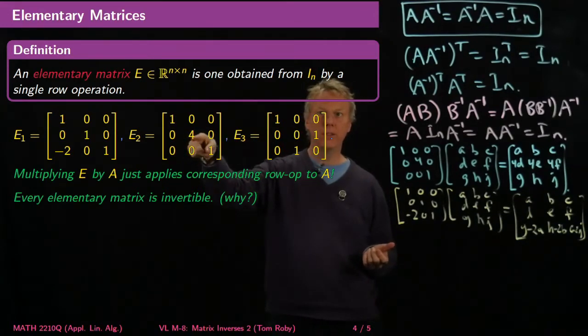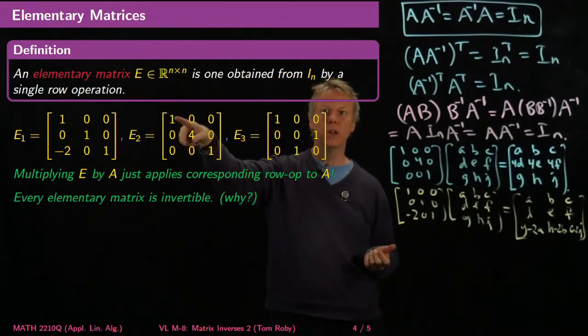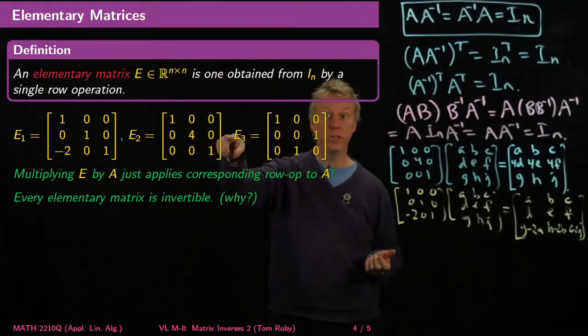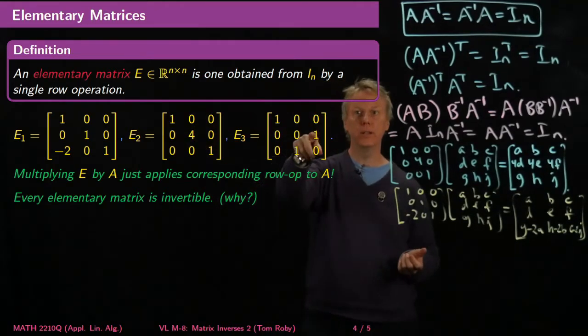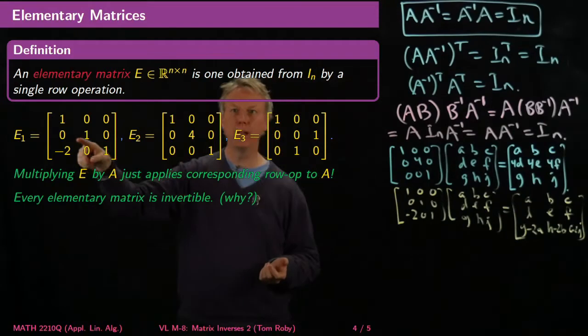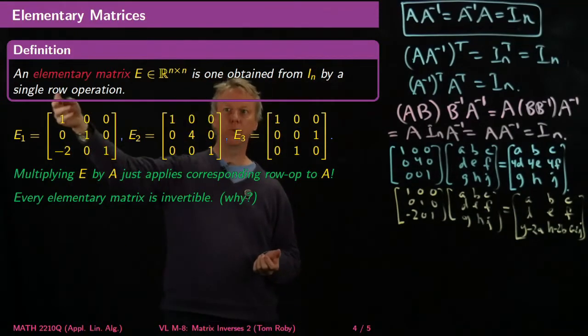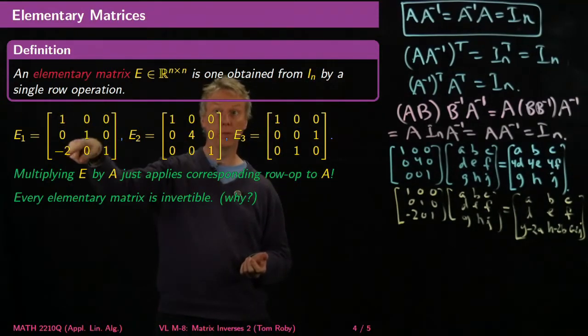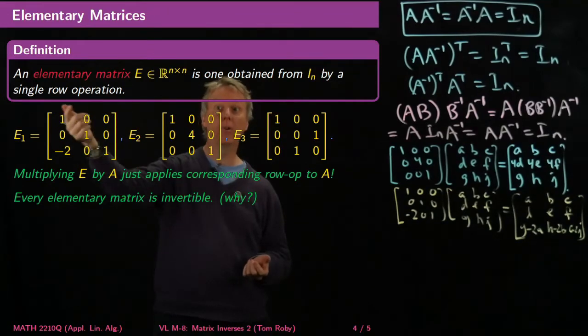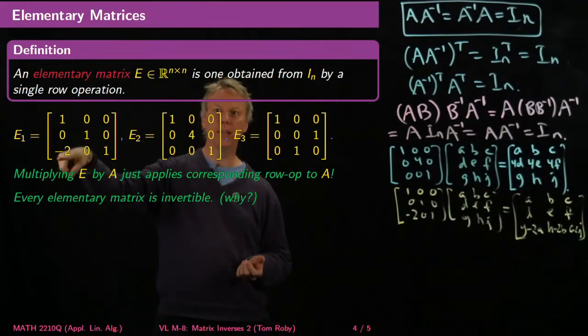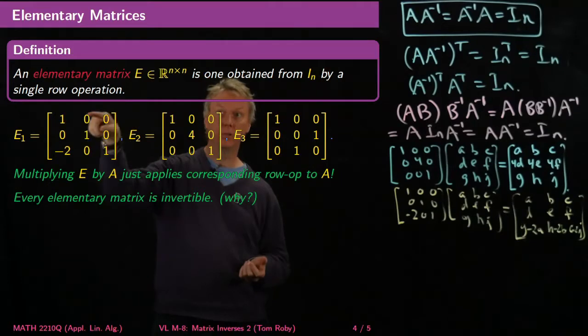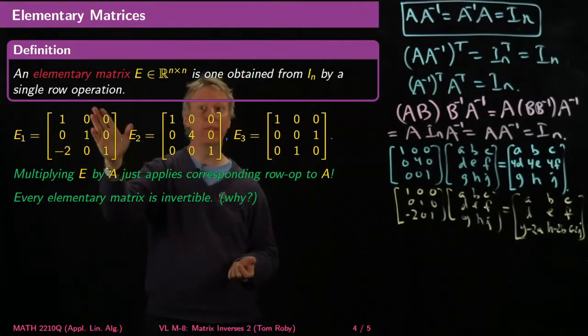So the inverse of E2 is going to be the matrix 1, 0, 0, 0, 1/4, 0, 0, 0, 1. E3 is its own inverse, and the inverse of this matrix is going to be what? Well, we subtracted the first row from the third row, so we'll add it back, right? So if I replace this negative 2 with a 2, then I'll have 1, 0, 0, 0, 1, 0, 2, 0, 1. That'll be the inverse.